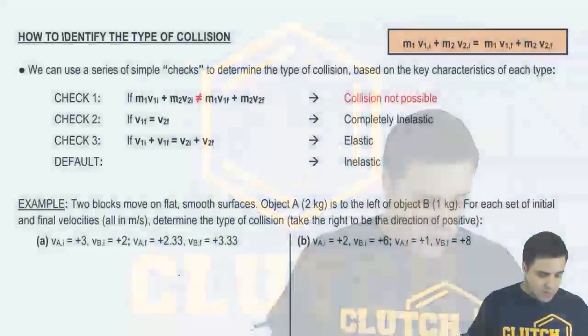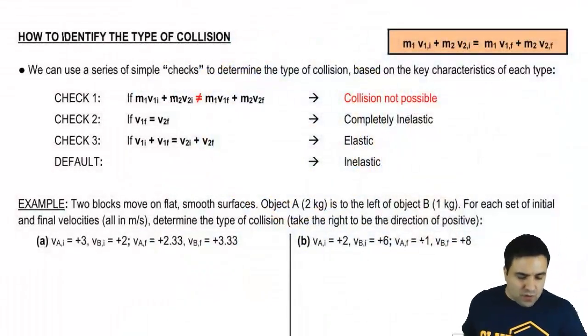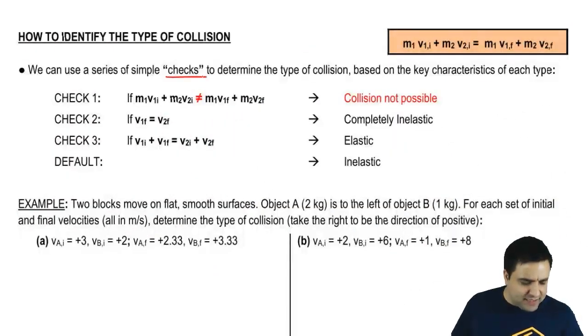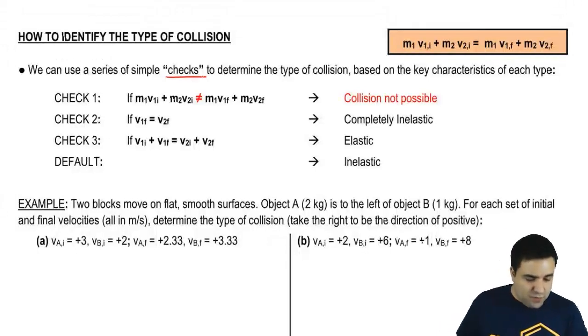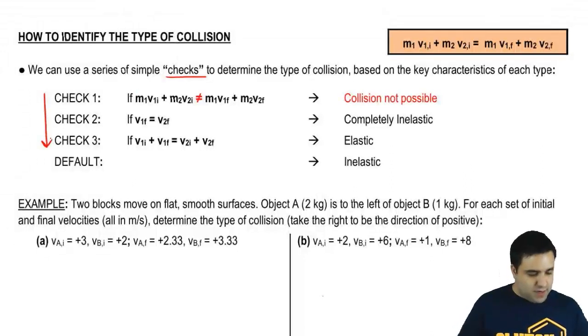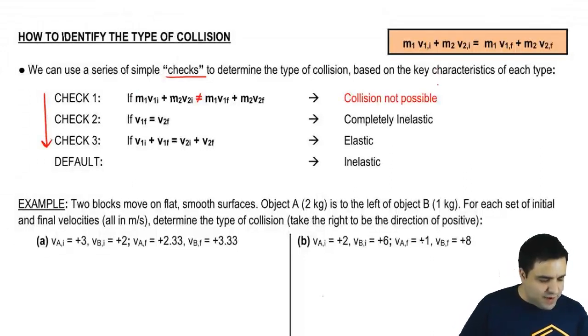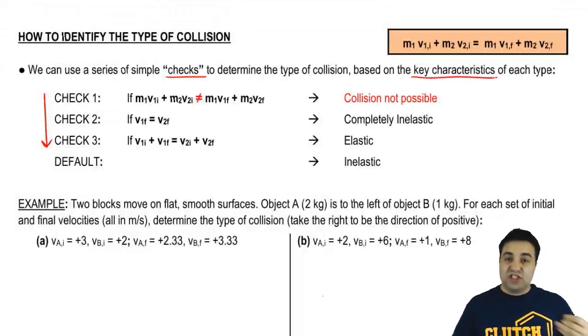So let's get started. All right, so we can use a series of simple checks to determine the type of collision. Now, the way these questions usually work is they'll give you the masses and the velocities, and based on that information, you have to be able to figure out what type of collision you have, okay? And we can use very simple checks. There's three checks you can use in this order, right? These checks are based on the key characteristics of each type.